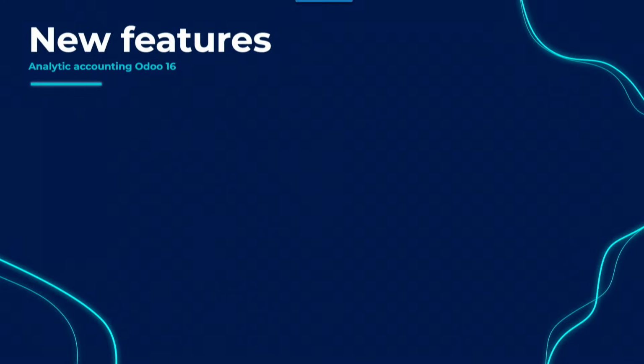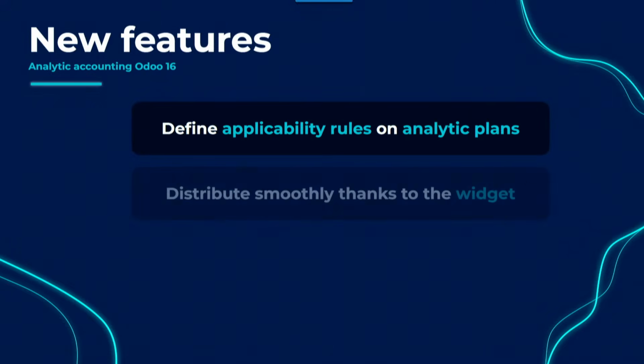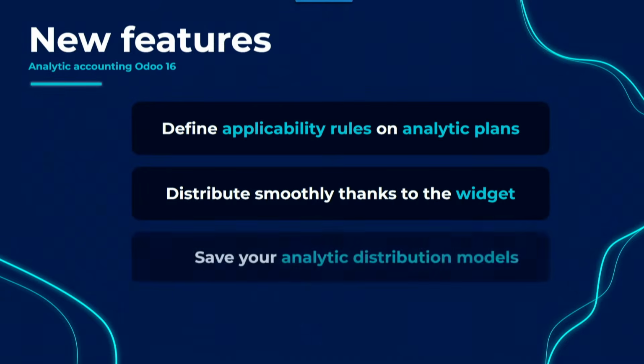So we have seen the new features, basically, of analytic accounting. You can define applicability rules on the analytic plans. You can distribute smoothly thanks to the new widget that I invite you to use when you get back home tonight. You can save from the widget your analytic distribution models so that you can reuse them later.